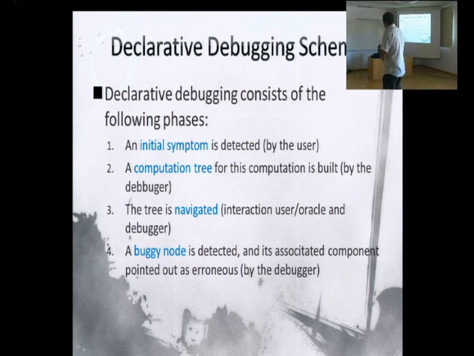So in some declarative debuggers, when you are trying some program, you store all the inputs someplace, so you can repeat the computation, some kind of trace by default. Then the tree is navigated. We didn't talk about navigation yet. We will later. Navigation is looking for a buggy node. In the small example, the debugger asked about all the nodes, but maybe we can do it better. In fact, we can do it much better. And finally, a buggy node is detected, and its associated component is pointed out as erroneous.